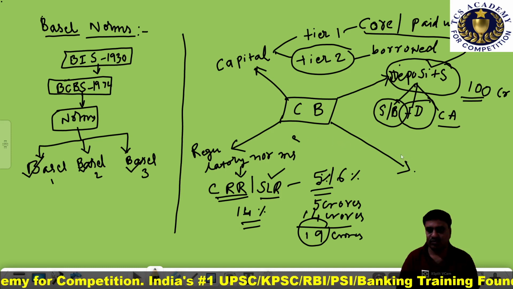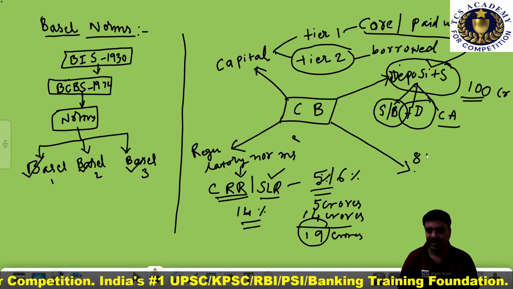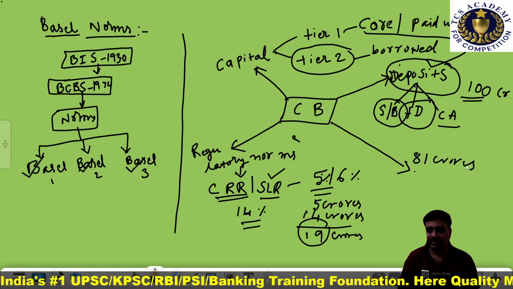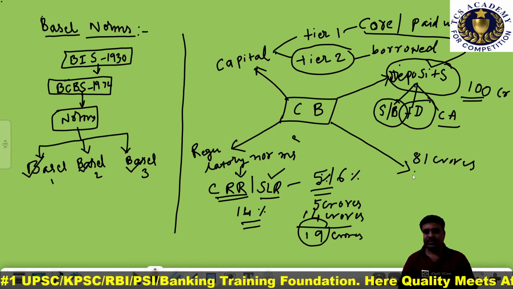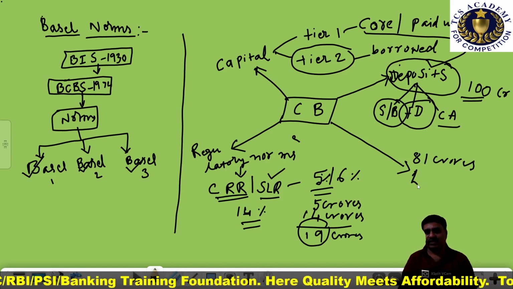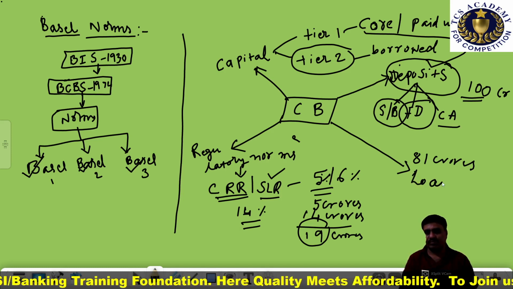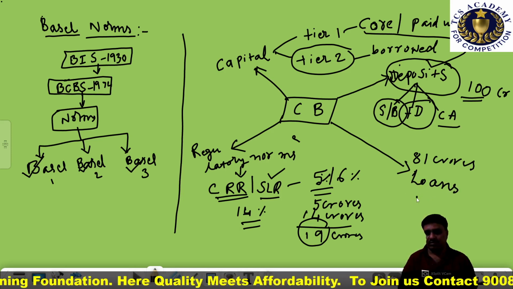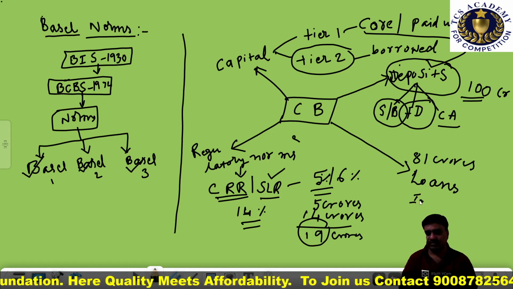81 crores of cash that can be invested. The bank can give this 81 crores as loans to the people, or the banker will do some investment.